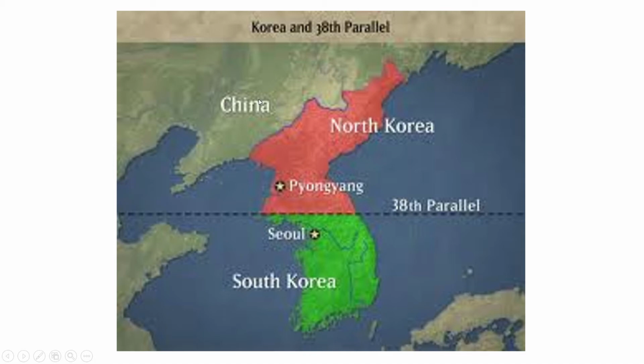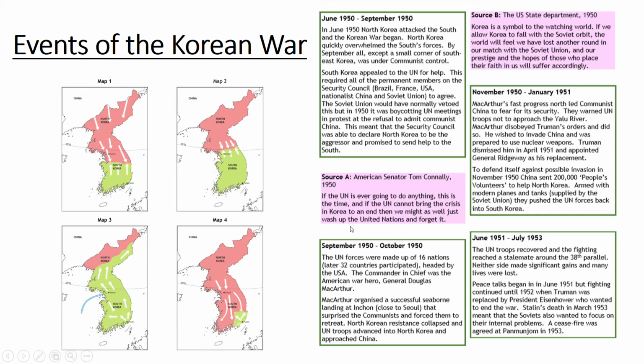But to summarise, by this point, North Korea and China are both communist. They have quite a strong presence in terms of military force, and they are starting to have small attacks over the border into South Korea. And we're about to see the start of the conflict.